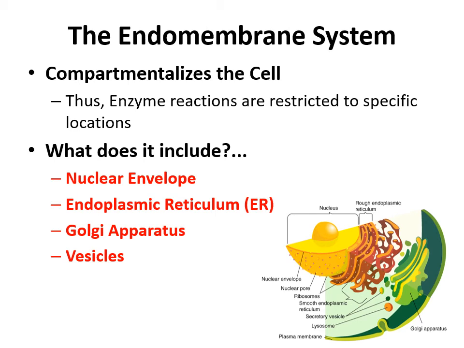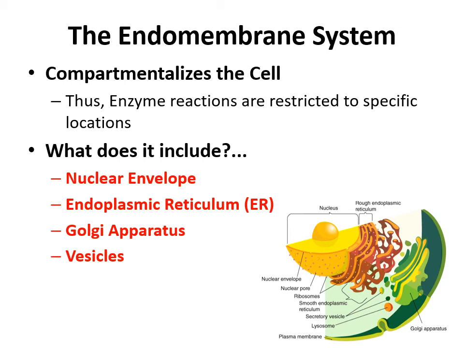Now, earlier we mentioned that there is the endomembrane system. The endomembrane system is the compartmentalization of the cell, meaning, picture, endomembrane means inside membranes. So all of those membranes help to separate the different structures in the cell. That includes the nuclear envelope, the endoplasmic reticulum, the Golgi, and the vesicles.